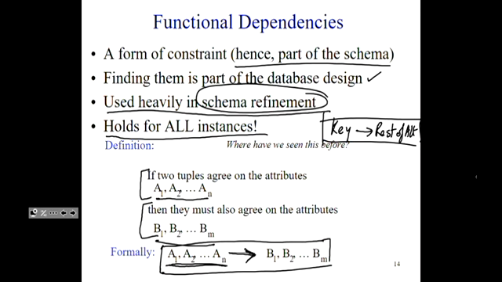So any two tuples that share the same value for a key also share the same values for the rest of the attributes. So key implying rest of the attributes is also a functional dependency. But functional dependencies are a lot more powerful. It's not just restricted to keys. It's much more general than that.